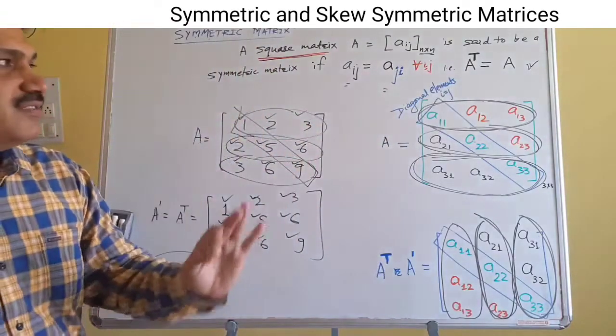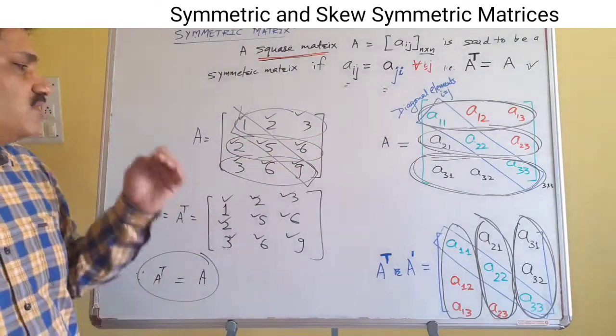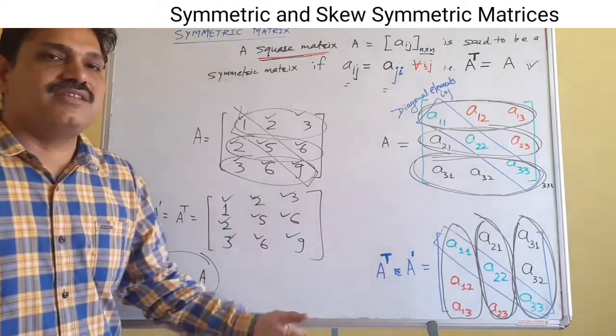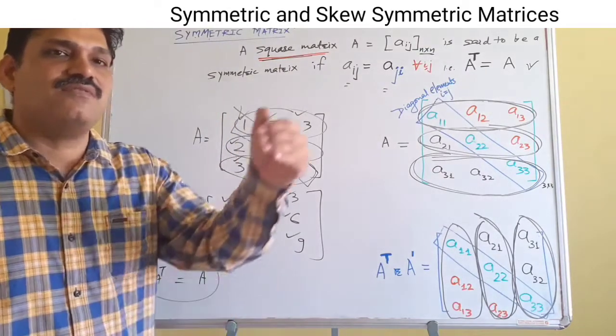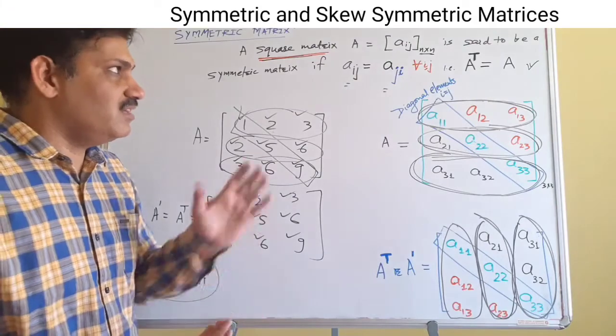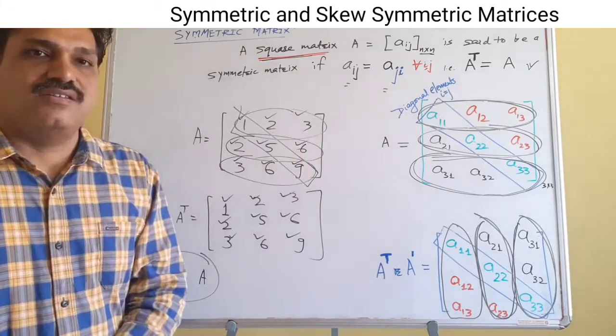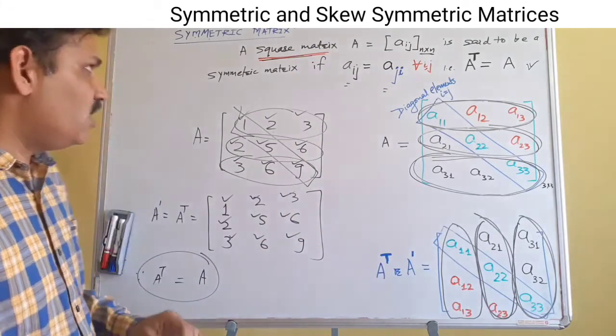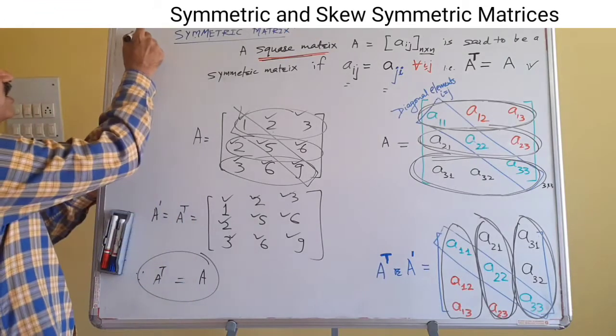So to prove a matrix is symmetric, what we need to do is find the transpose of that matrix, and if the transpose is the same as the original matrix, then we say yes, our matrix is a symmetric matrix. Now let's define skew symmetric matrix.